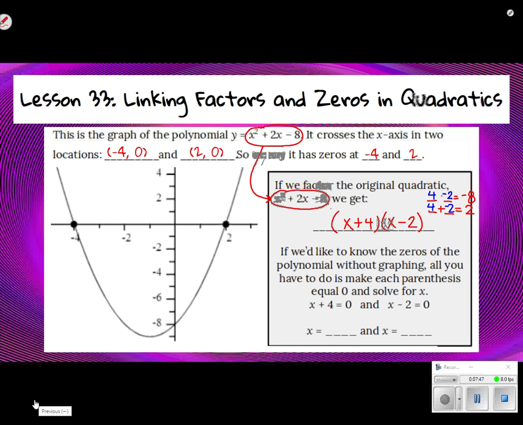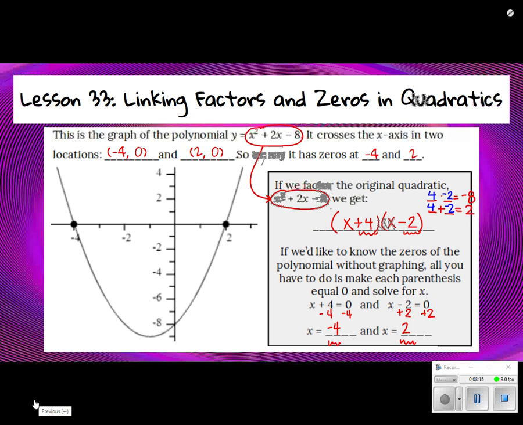So if I was going to solve x plus 4 equals 0, for x, I would subtract 4 on both sides, and I would get x equals -4. X minus 2 equals 0, I would add 2 to both sides, x equals 2. And if you notice, you're like, hey, those are just the opposites, right? I see a +4, and my answer is -4. I see a -2, my zero is +2. Yeah, it's all about opposites, all of it.